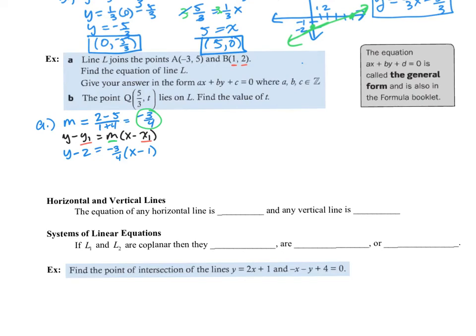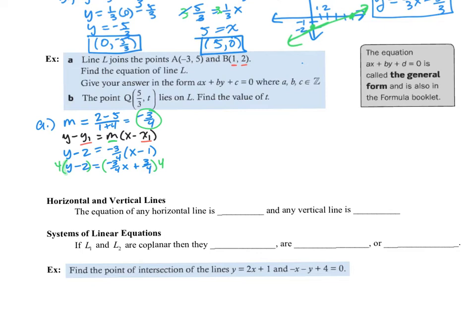Now to get it into this general form, let's start by getting rid of these parentheses. So I would have y minus 2 equals negative 3/4 x plus 3/4. When I take negative 3/4 times negative 1, I'm going to get a positive 3/4. Now, remember, A, B, and C all have to be integers. So let's take care of the fact that I've got fractions here by just multiplying through by a least common denominator, which of course would be 4. So I'm going to multiply both sides by 4, and that'll get rid of those fractions for me.